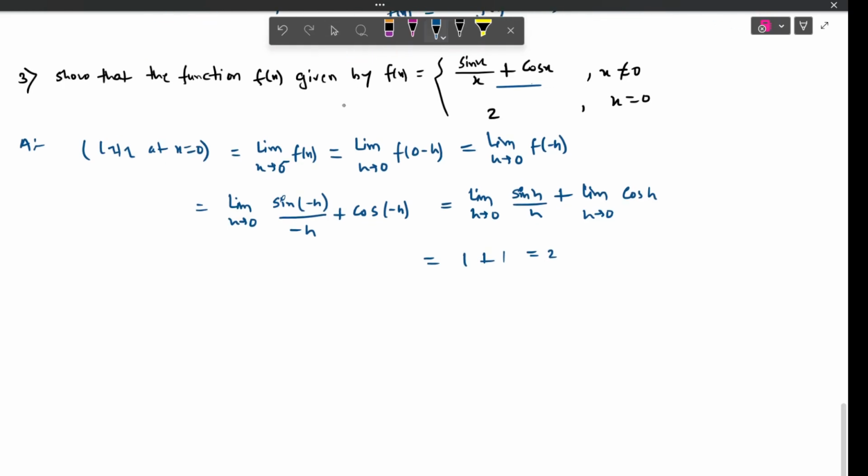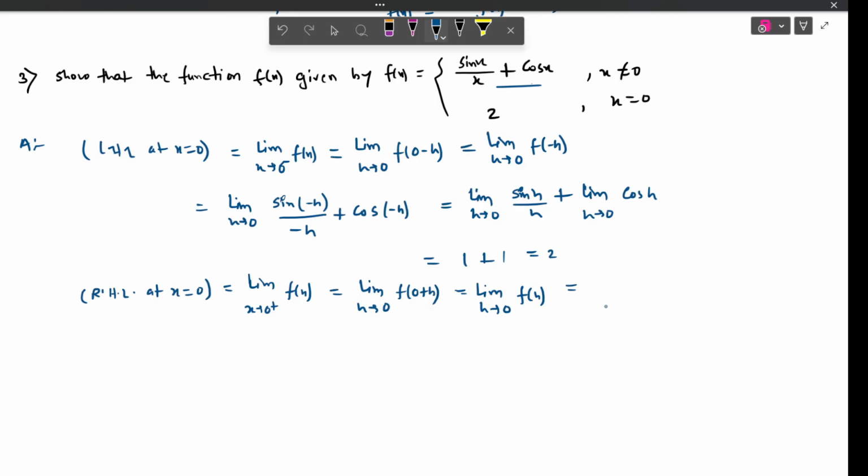Now check the right hand limit. So right hand limit at x equals to 0, it would be limit x tends to 0 plus f of x, that is limit h tends to 0 f of 0 plus h, that is limit h tends to 0 f of h.